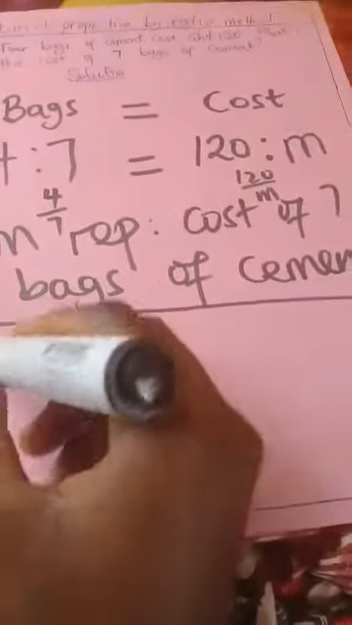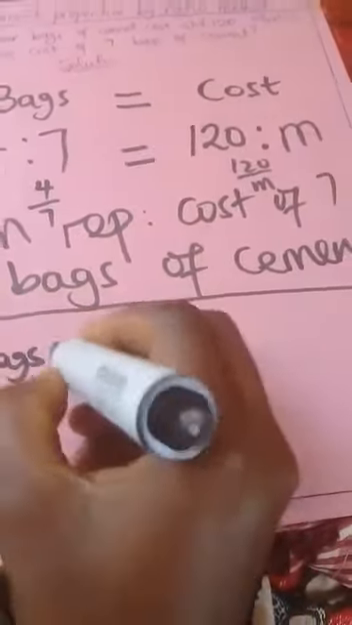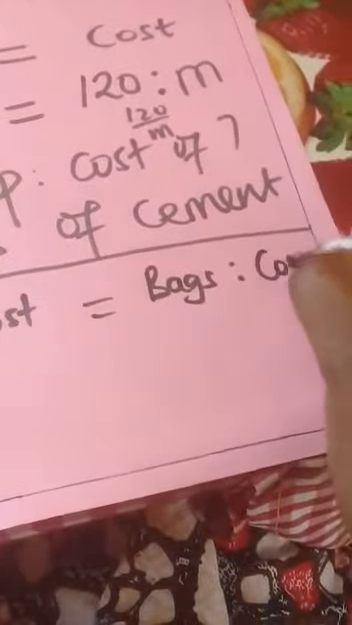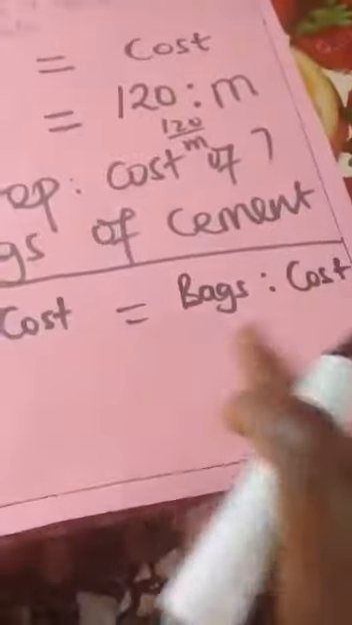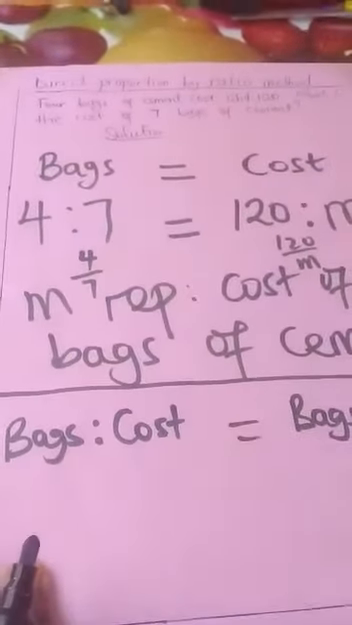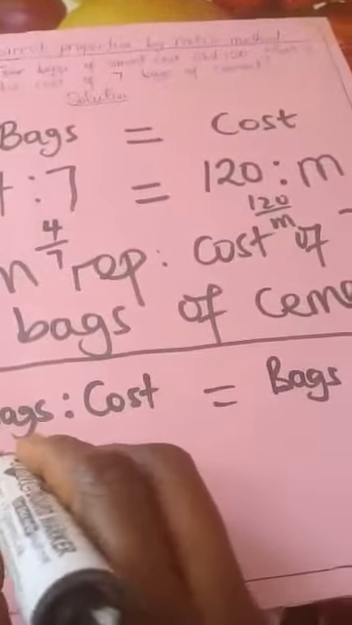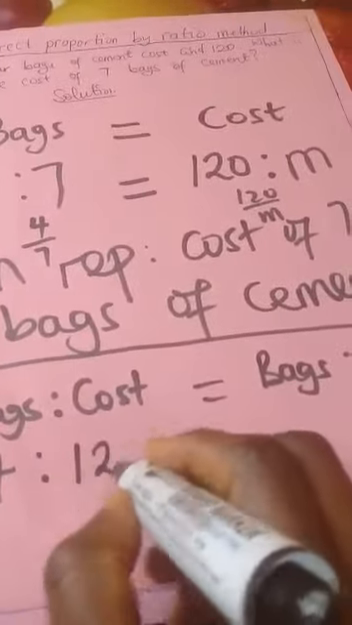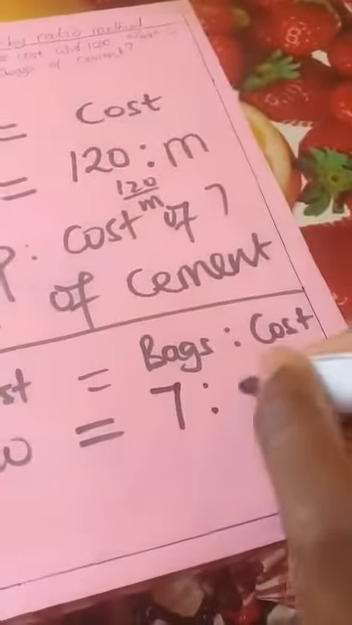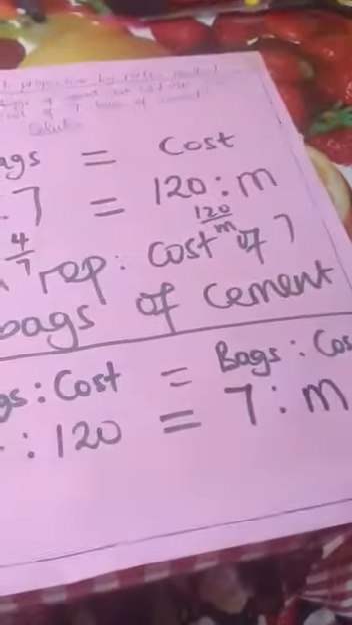We can also write number of bags to cost at one side, and another number of bags to cost. So bag is to cost, bag is to cost. The first case, we formed ratios for only bags and the ratio for only cost. Here we are doing it bag matching its cost. So the first number of bags, 4, is to 120, and we are saying this is equal to 7 bags is to M. We don't know, and we have said M should represent the cost of 7 bags.